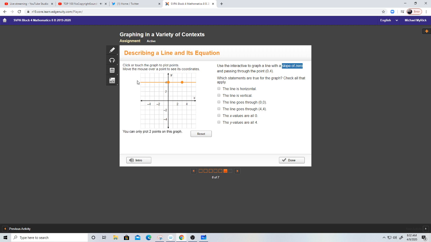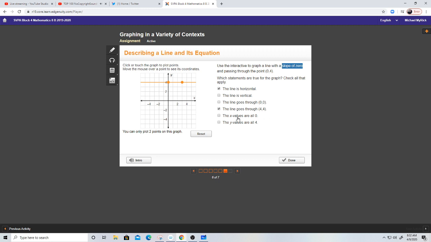You can pick any of these points right here. Any of them. Alright, the line is horizontal. Yes. The line is vertical. No. The line goes through 0, 0. No. The line goes through 4, 4. Yes. See? 4, 4. Yes.